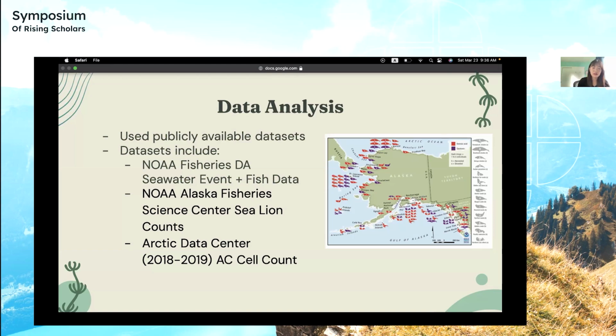I also used a data set by the Arctic Data Center for the Alexandrium catenella cyst and cell counts in 2018.